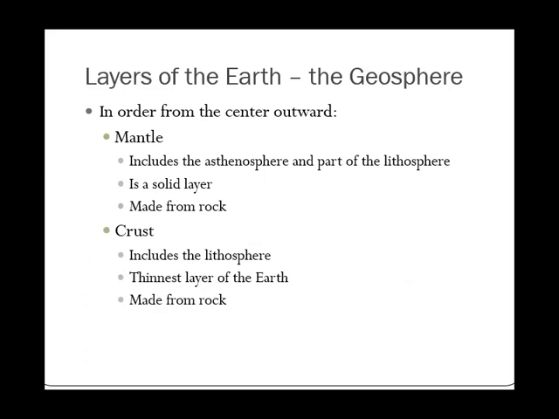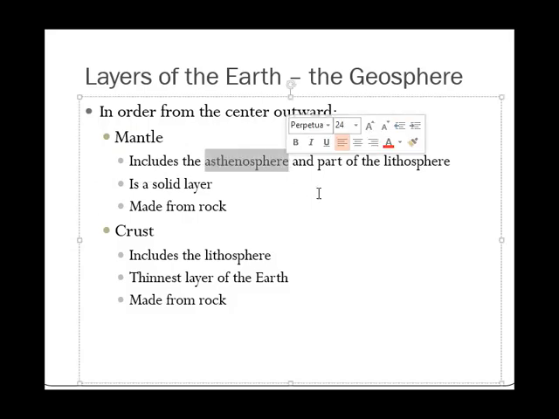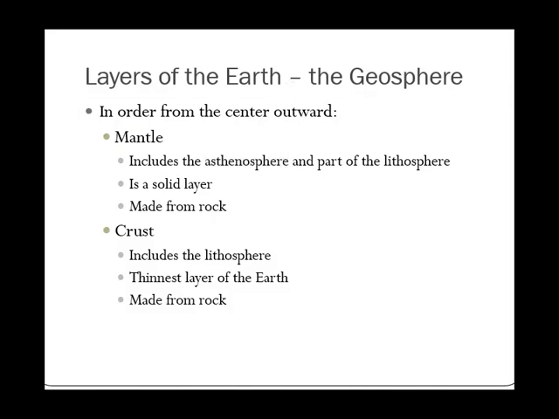Then you have the outer layers, really the rocky layers. Outside of the outer core, you have the mantle. The mantle includes what is called the asthenosphere, which is the outer layer of rock. It's solid and it's made from rock. And then on top of the mantle, you have the crust. The lithosphere, by the way, just means the rocky part of the Earth, which is really the mantle and the crust. The crust is made from rock, and it's the thinnest layer of the Earth.